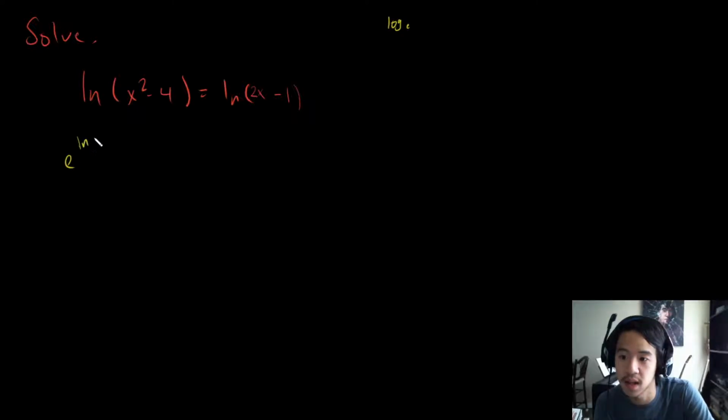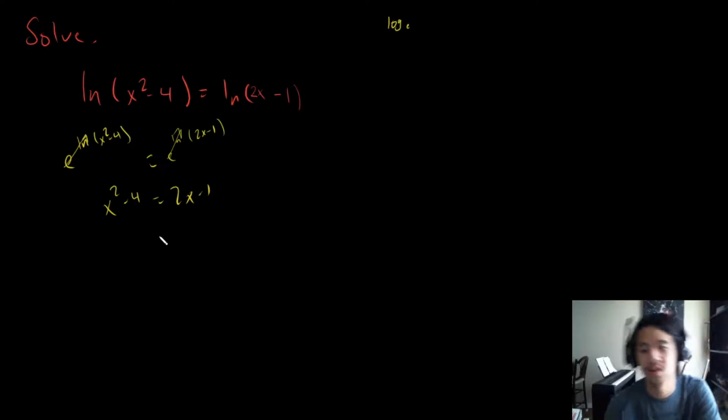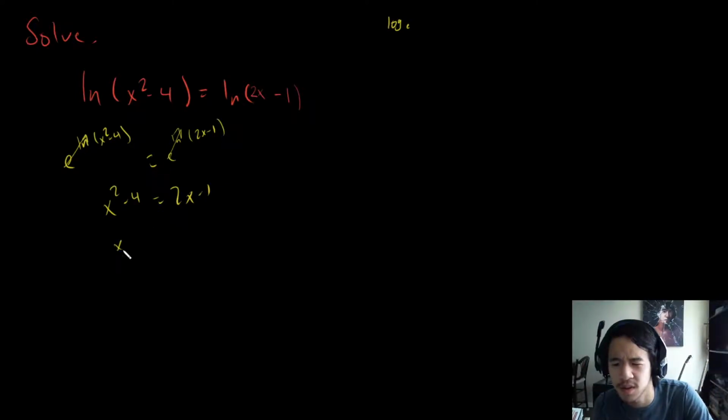So e to the ln of x squared minus 4 is equal to e to the ln of 2x minus 1. Whenever you have e to the ln, that's another one of our inverse properties. So this is going to go away, and we're just going to have x squared minus 4 is equal to 2x minus 1. Now we have a quadratic. I know y'all love quadratics. Let's go ahead and solve this. So we have x squared minus 2x plus 1, that's going to be minus 3, is equal to 0. Now we factor: x minus 3 times x plus 1 is equal to 0.